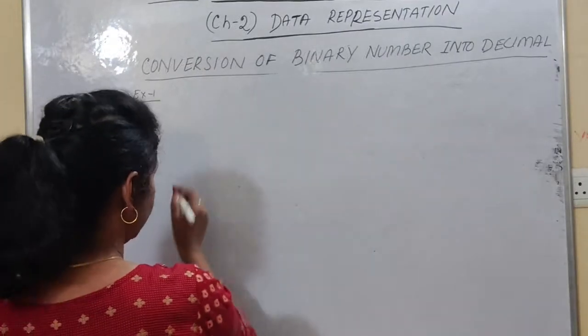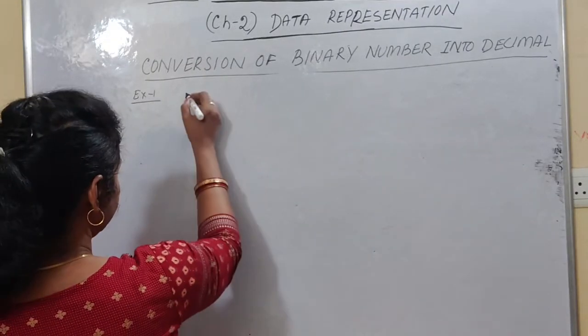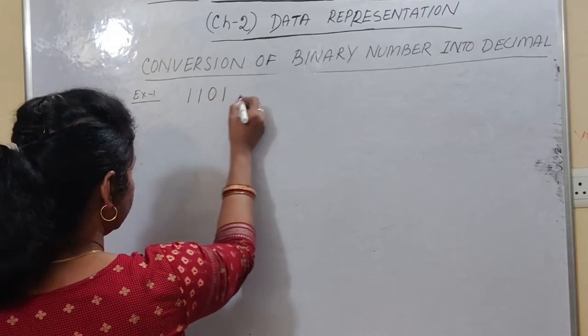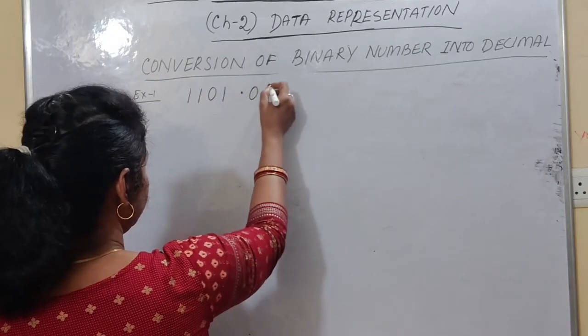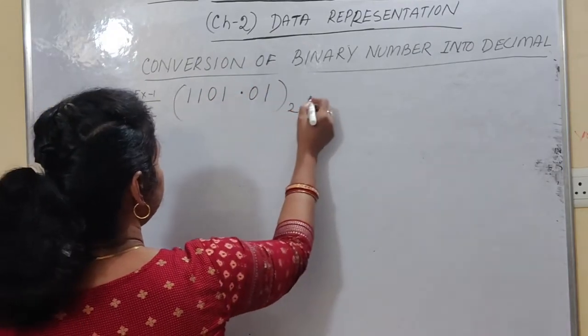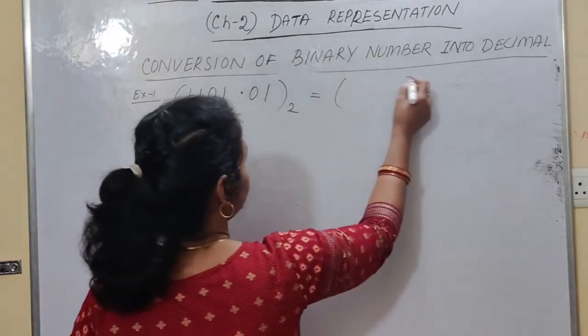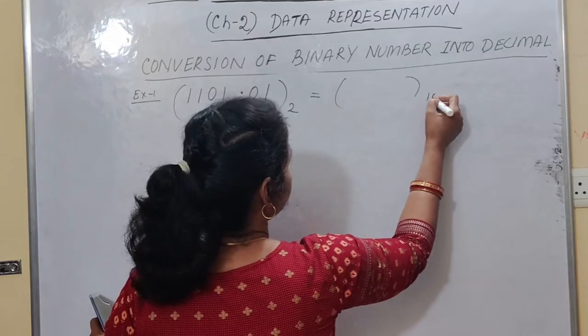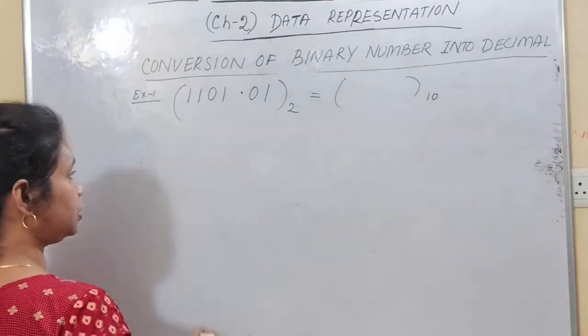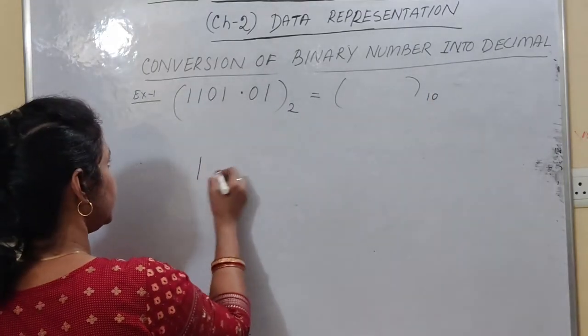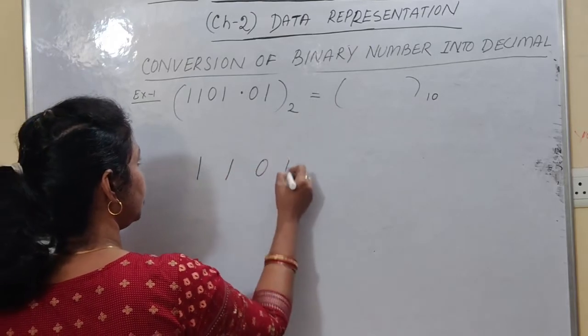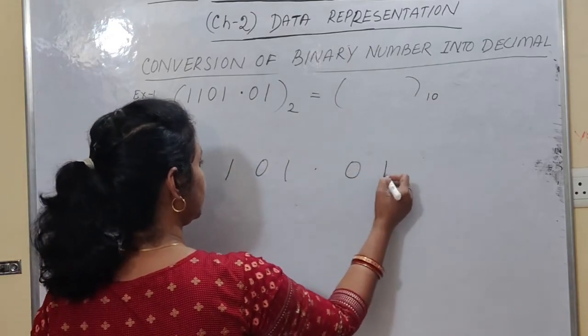If the binary number is in fractional form, suppose 1 1 0 1 dot 0 1. This is one binary number, but this binary number is in fractional form. Now we have to convert this binary number into its equivalent decimal number. So how will you solve this? Same thing, students, just write the number 1101 dot 01.